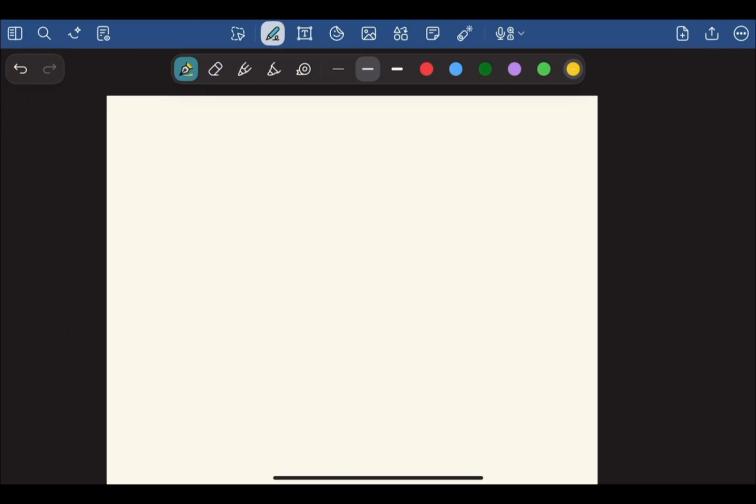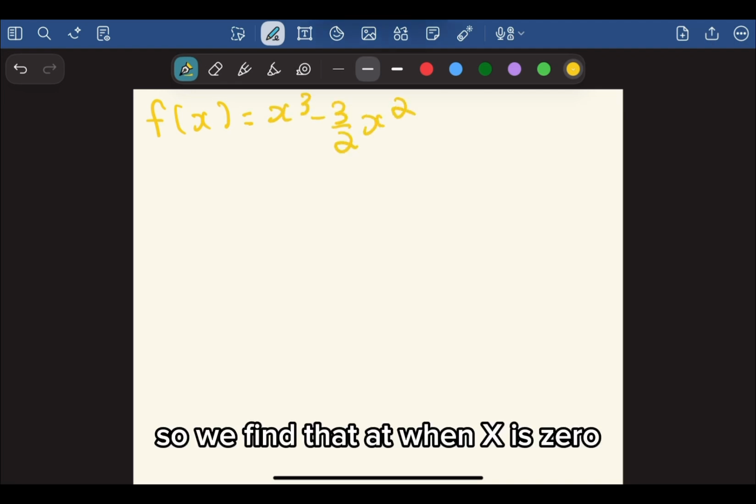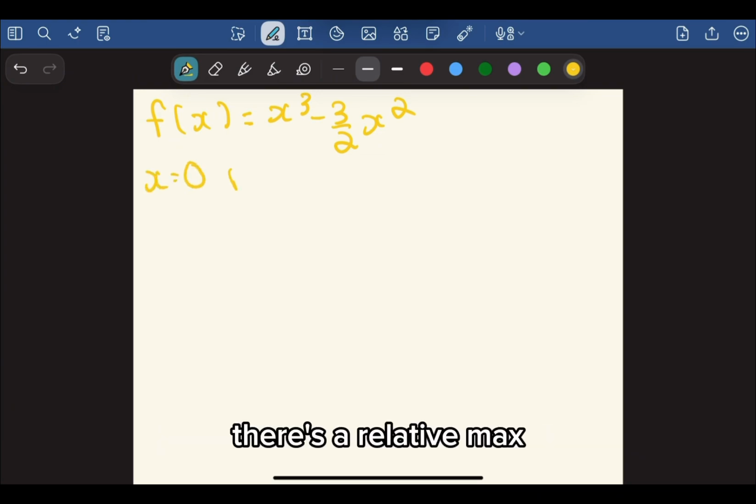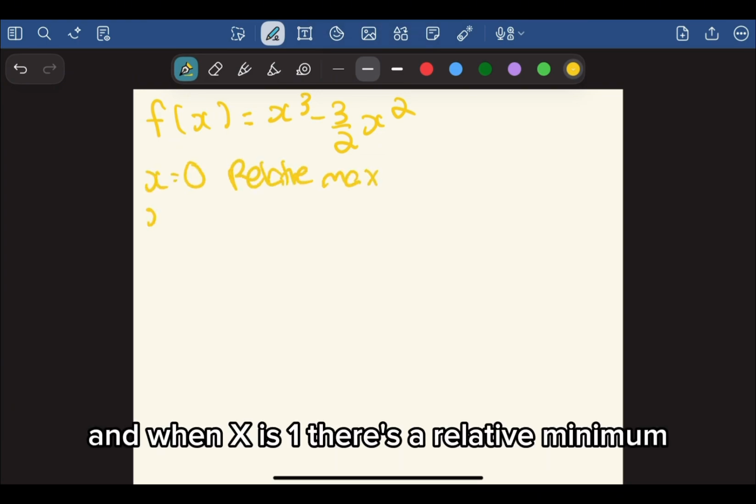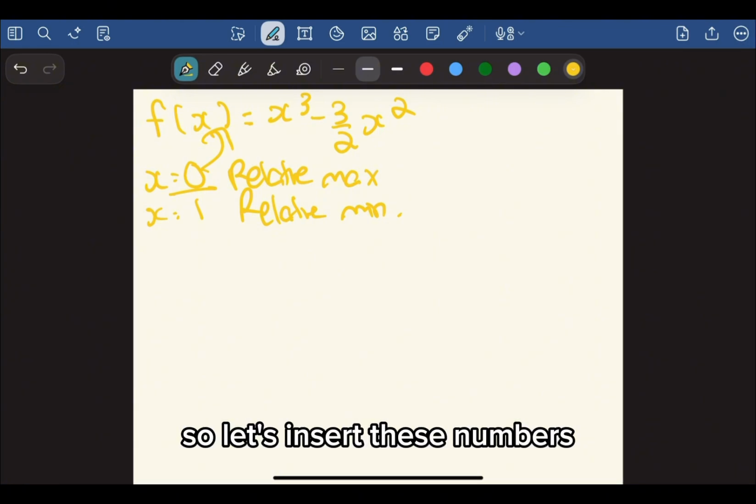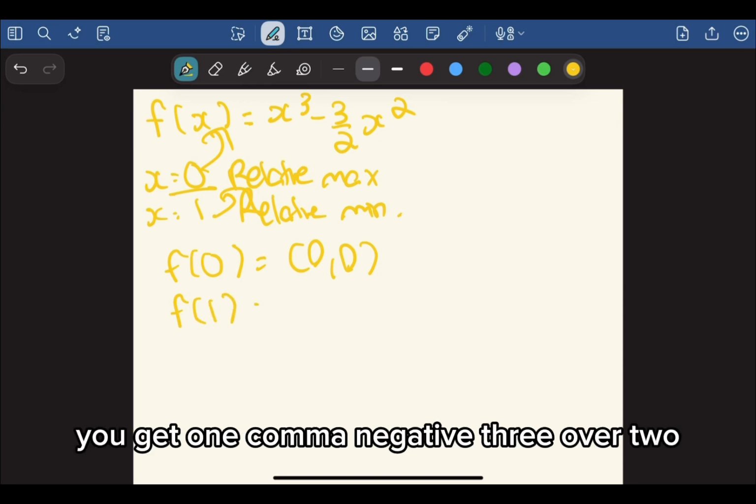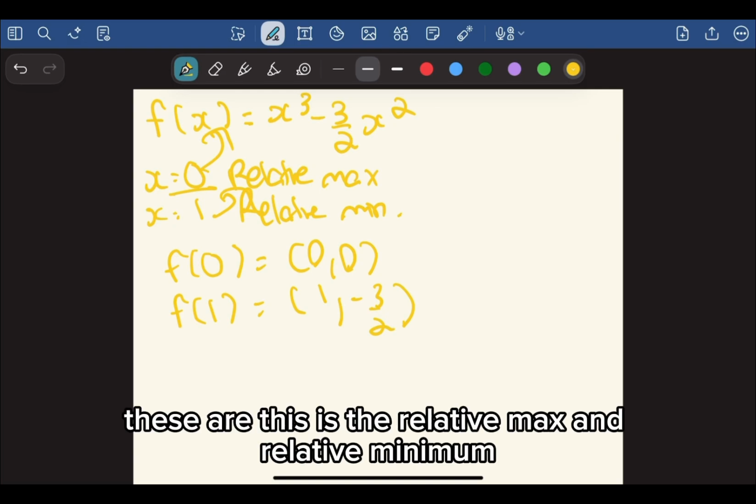Let's find these points. To find where there's a relative minimum and maximum, let's bring back our original equation. We found that when x is 0, there's a relative max, and when x is 1, there's a relative minimum, based on the previous chart. Let's insert these numbers. When x is 0, f is 0, so the point is (0, 0). When x is 1, you get (1, negative 3/2). This is the relative max and relative minimum.